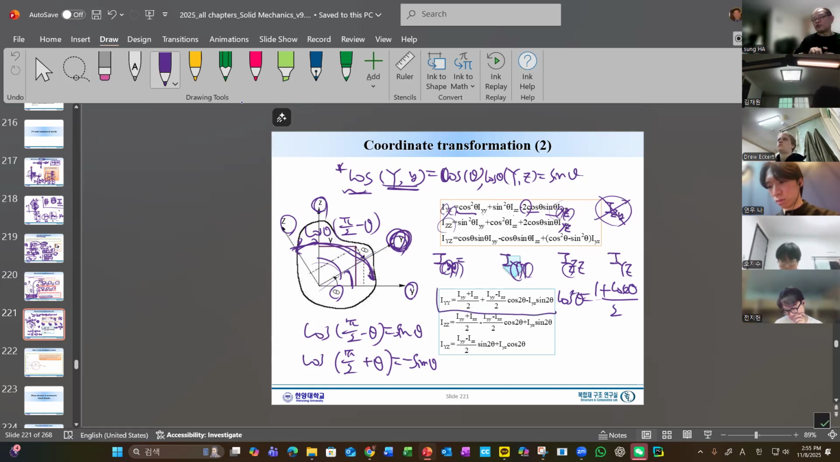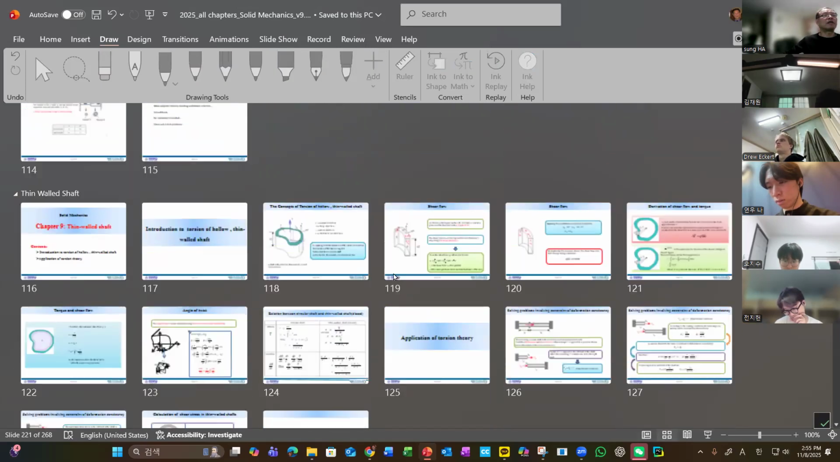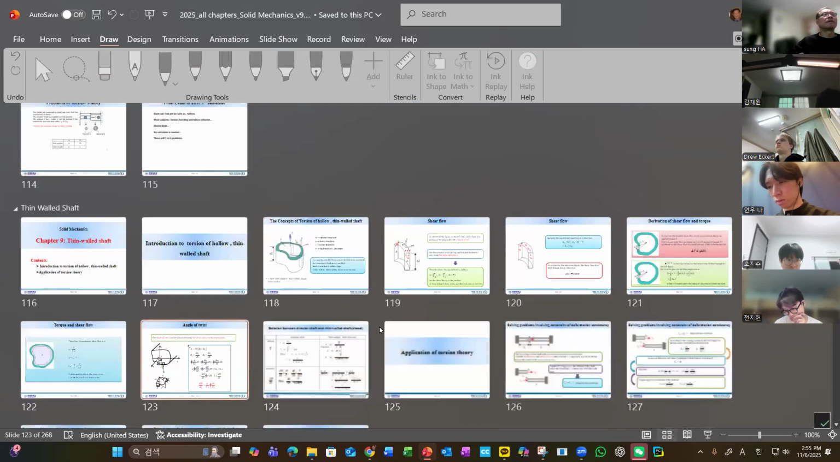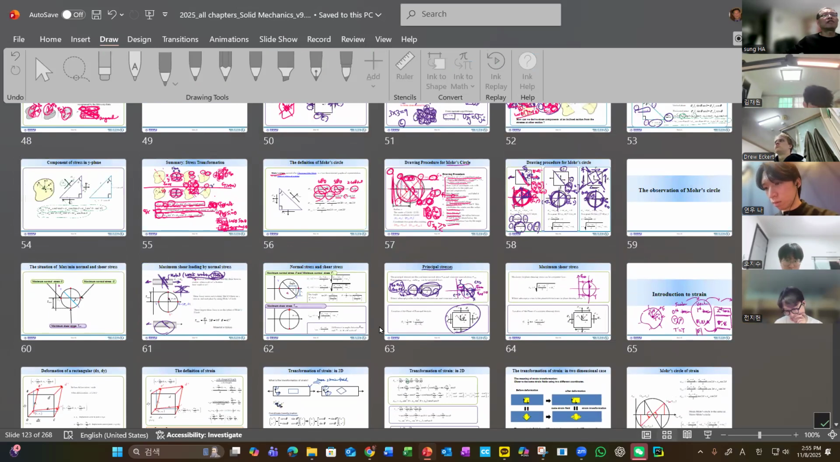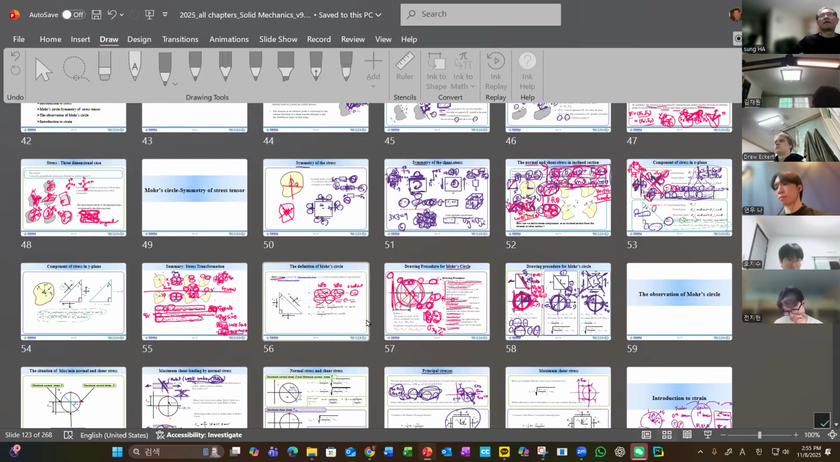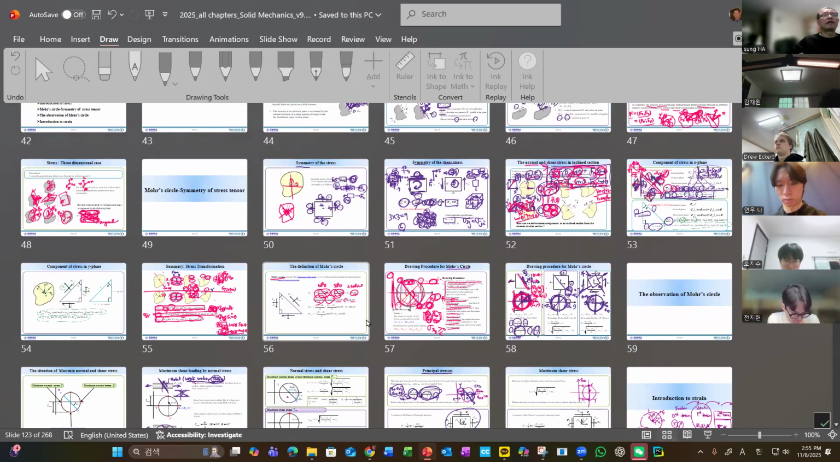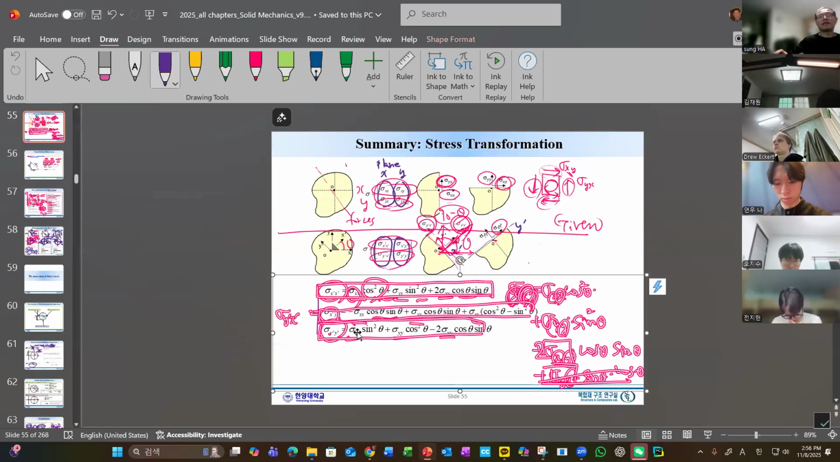Well, I just want to remind you that this transformation is exactly the same as the stress transformation. I'd like to go back to the, we spend quite a lot of time to derive these equations. Okay, these equations, and this is exactly the same.